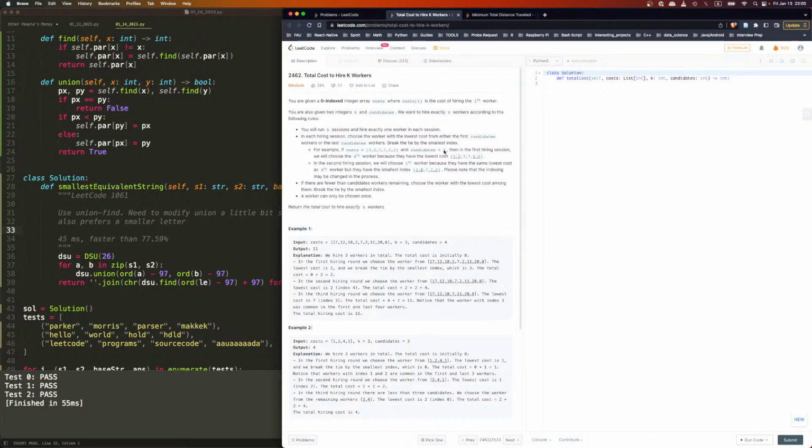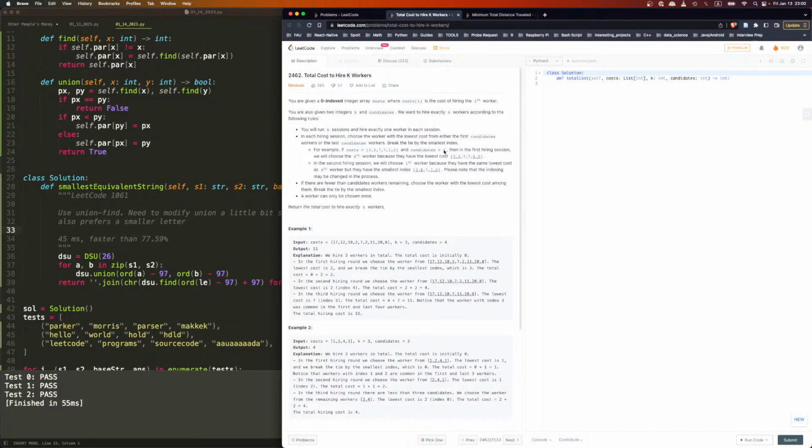What's K? K is sessions. What's candidates? The first candidate's workers, okay. The indexing may be changed, of course. Fewer than candidates worker remaining. Choose the worker with the lowest cost. Worker can only be chosen once. Return the total cost of hiring exactly k workers.